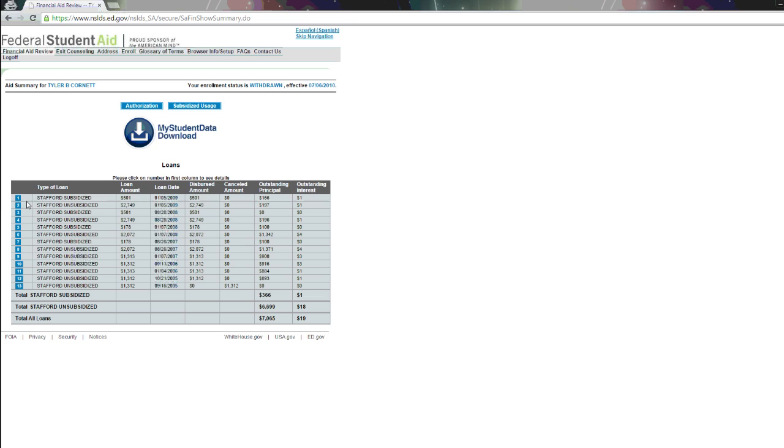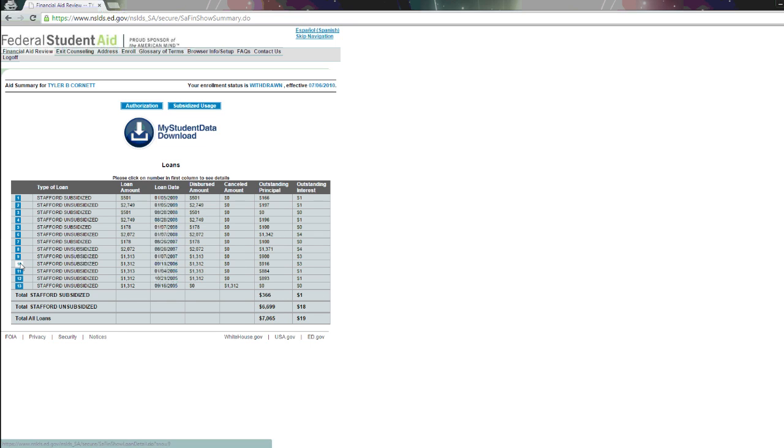So the biggest thing to note is your total loan amount. And it's actually broken down by subsidized or unsubsidized. So this is how much you currently owe on your loan right now. This isn't how much you initially borrowed. This is what is owed right now.